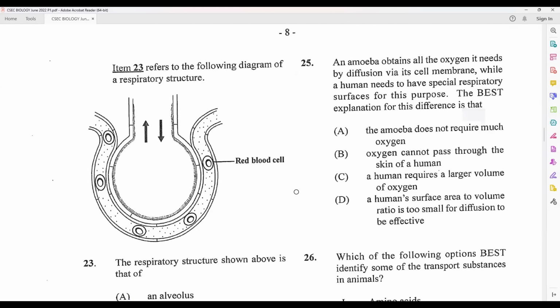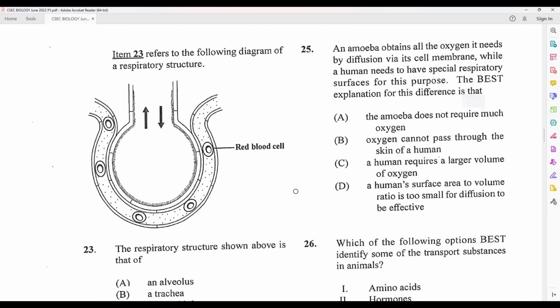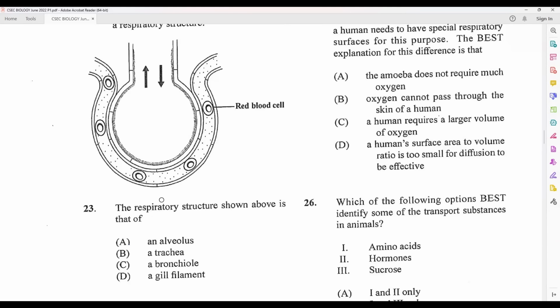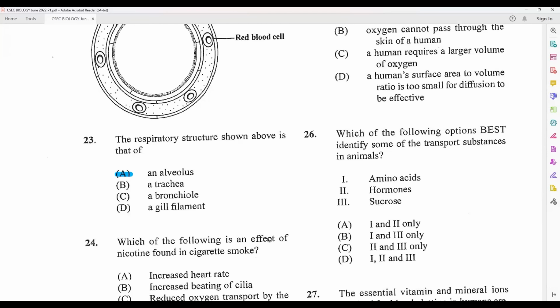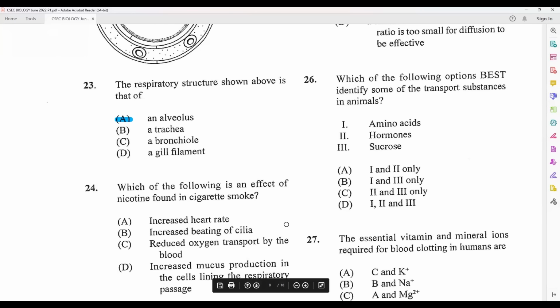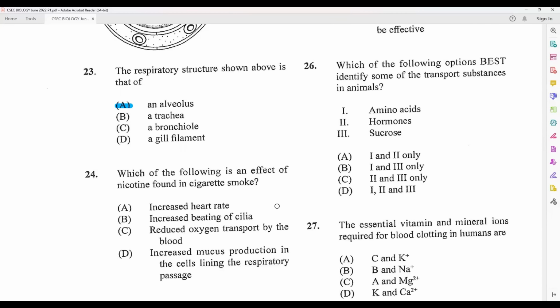Question 23 refers to the following diagram of a respiratory structure. Looking at it, the respiratory structure shown above is that of an air sac. Another name for the air sac is the alveolus. 23 is A. Which of the following is an effect of nicotine found in cigarette smoke? Nicotine is the addictive substance, or one of the addictive substances of cigarette smoke. And what does it do? Nicotine is also a drug. It is a stimulant, so it increases heart rate.